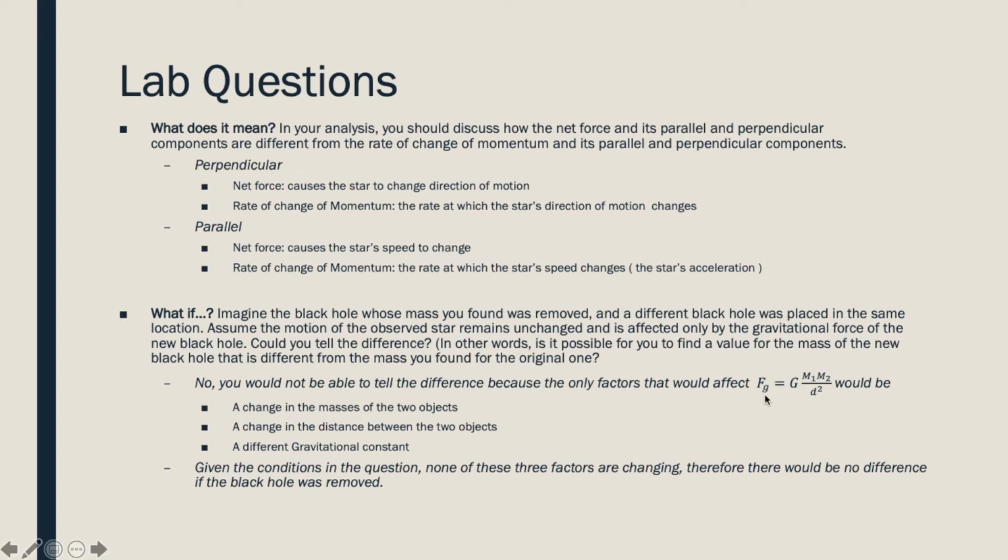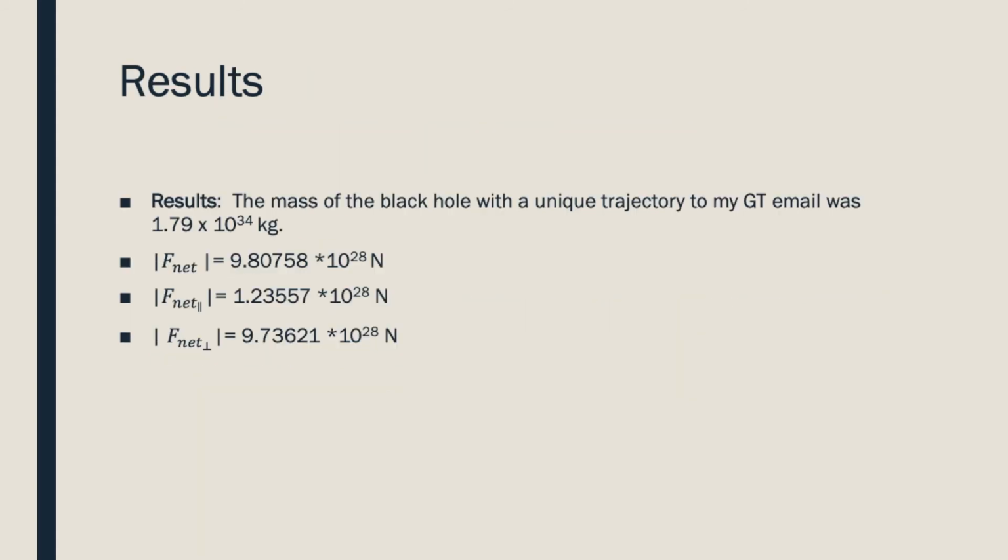As we saw in our formula earlier, the only things that would cause a change in our mass found would be a change in the masses of the two objects, a change in the distance between the two objects, and a different gravitational constant. From the given conditions in the question, none of these three factors are changing, therefore there will be no difference if the black hole was removed.